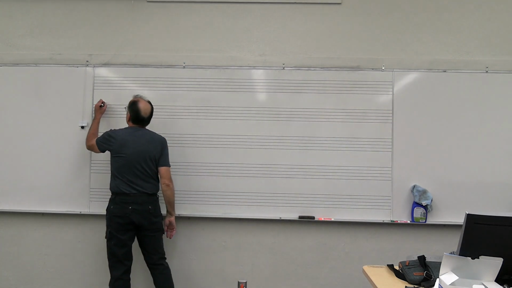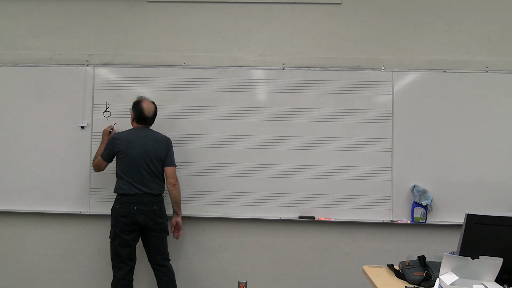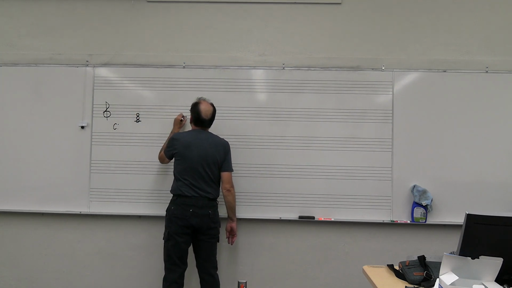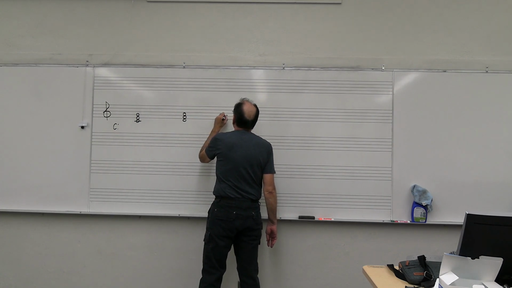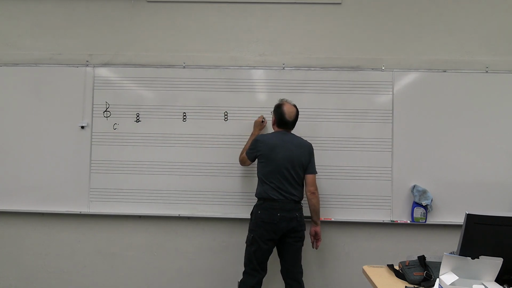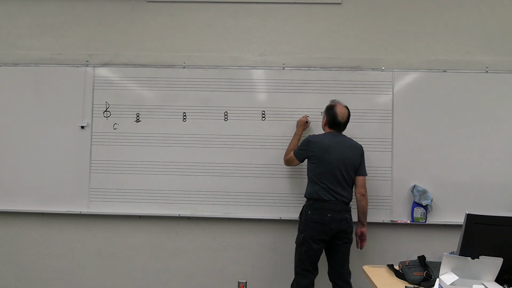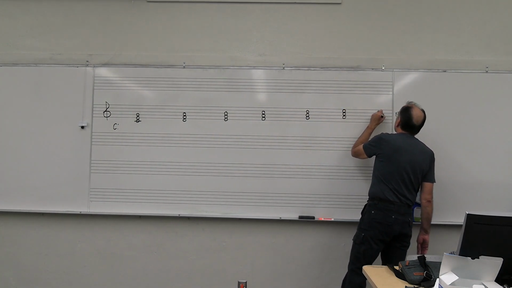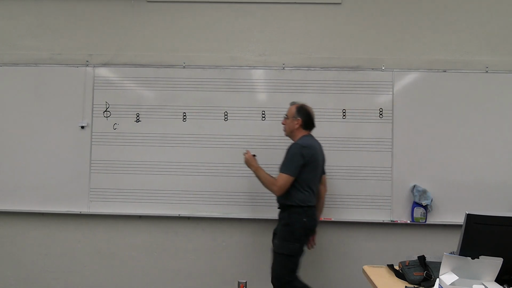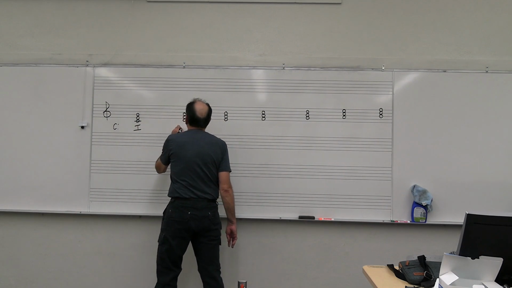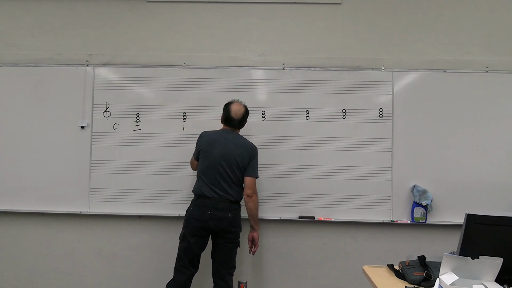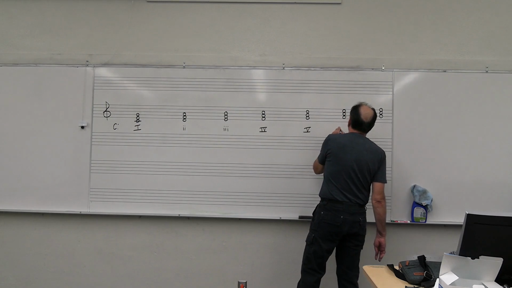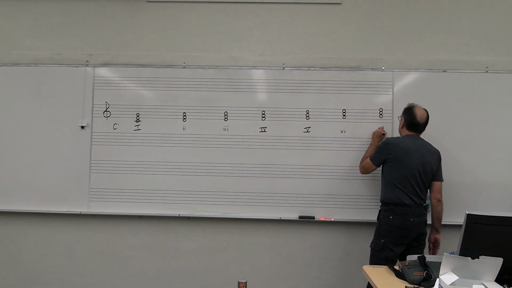So if this is my key of C major, and I've got the C chord, and the D chord, and E chord, F, G, the A, and B. When I do my Roman numerals, this is 1, this is 2, this is 3, 4, 5, 6, and 7 diminished.